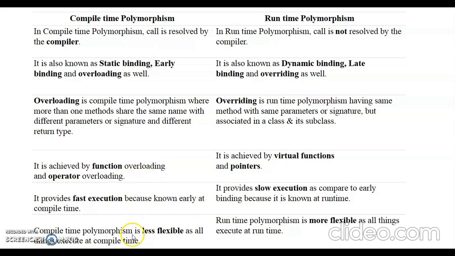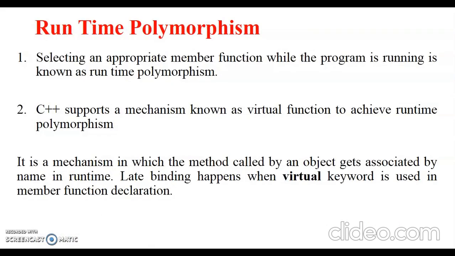Compile time polymorphism is less flexible, as everything is decided at compile time. Runtime polymorphism is more flexible, as all things execute at runtime, because which function to execute is decided at runtime. So from now onwards we will be discussing everything about runtime polymorphism.